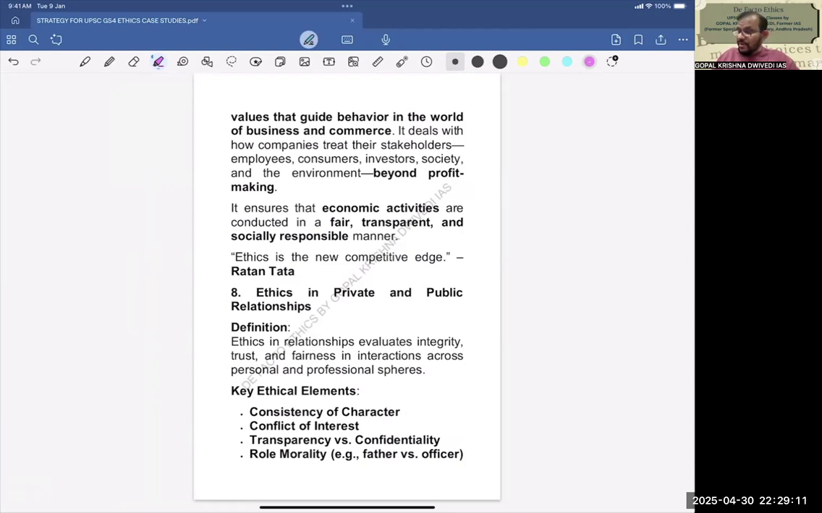Then ethics in private and public relationship. This is again very important because several factors are involved. Key ethical elements are there. For example, consistency of character, conflict of interest, transparency versus confidentiality, role morality, etc. So all those things will be covered in ethics in private and public relationship.